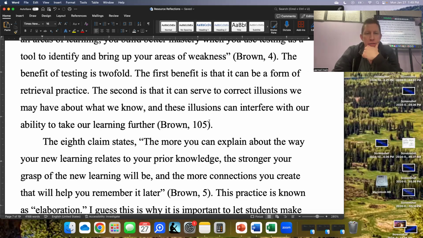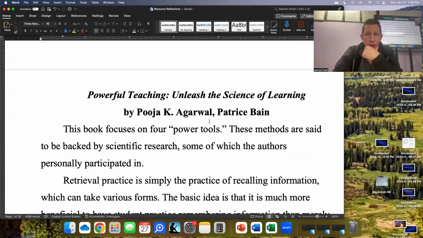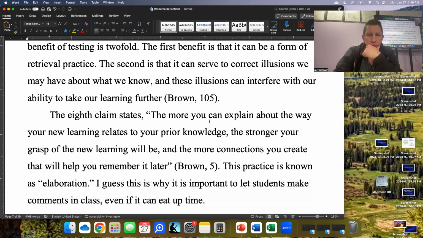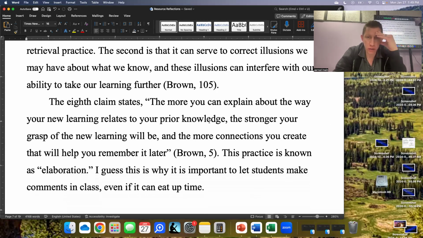All right. You guys ready for the 8th claim? Wrap this up, land the plane. The 8th claim states, the more you can explain about the way your new learning relates to your prior knowledge, the stronger your grasp of the new learning will be, and the more connections you create that will help you remember it later. This practice is known as elaboration.